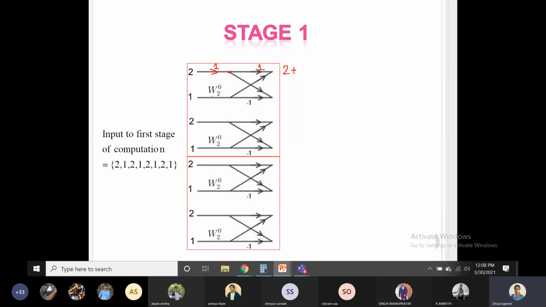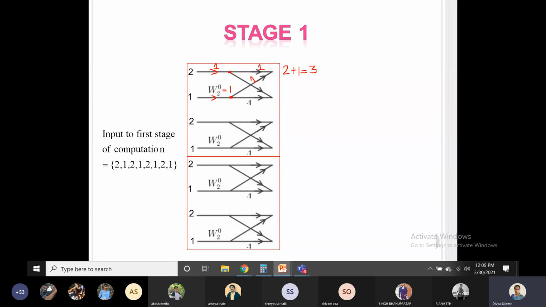Now first, what is the factor to be multiplied here? W2 raised to 0. What is the value of this? W2 raised to 0 is 1. Okay, so 1 into 1, so 1. So at this point the coming input is 1. Now this also is 1 only. In this path also you have to multiply it with 1. So 2 plus the element coming here, it will be 1 into 1, again 1 into 1 only. So it is 2 plus 1, which is equal to 3.